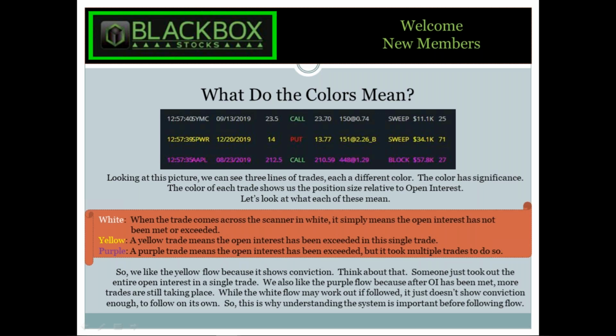When we see a lot of purple flow, that's telling me someone's building a position because the open interest has been met, but it was a little bit of a smaller trade here and there. But open interest has been met and they're still buying more of those contracts. So sometimes someone is going to try and hide their position. They don't want to go in and buy 10,000 contracts of something because that's going to set off a lot of alarms. Everyone's going to see that. Whoa, here's a big trade. Someone just bought 10,000 contracts.